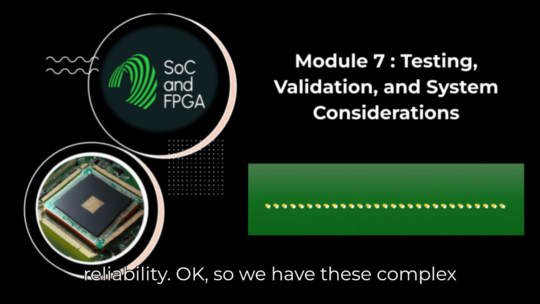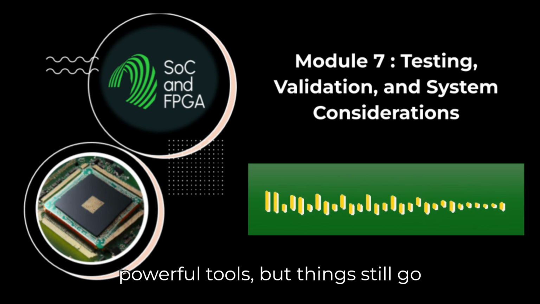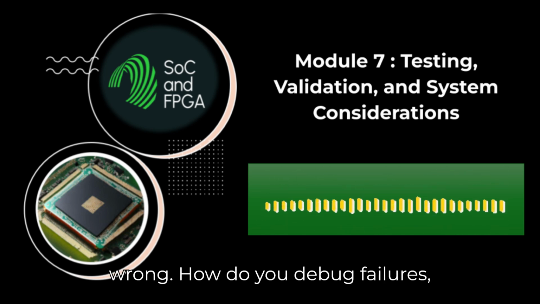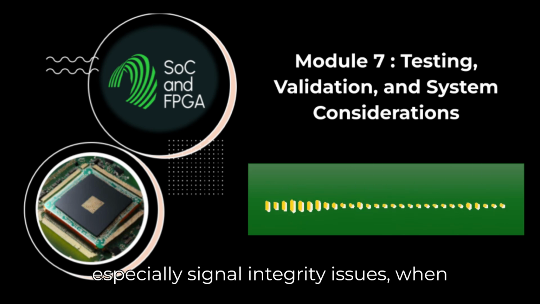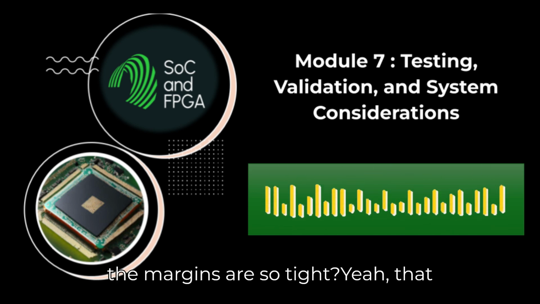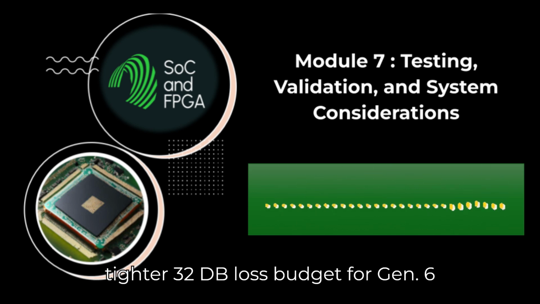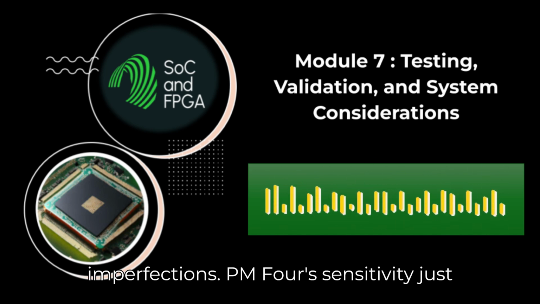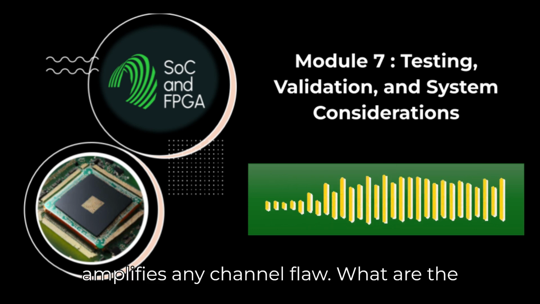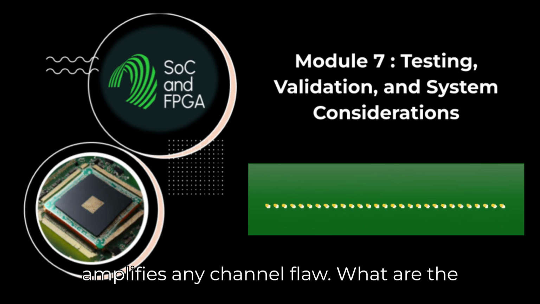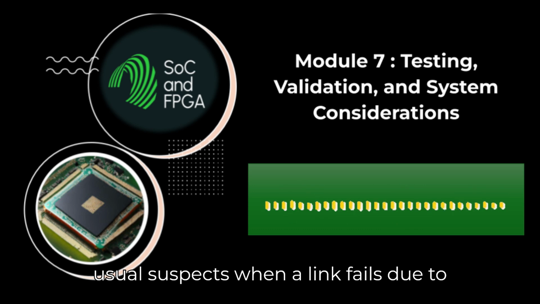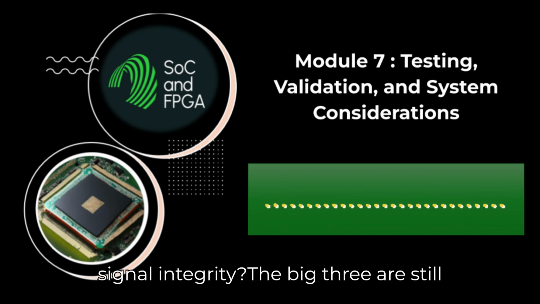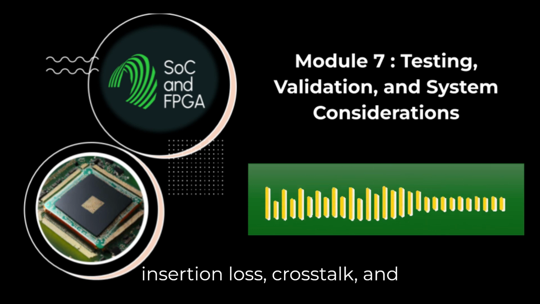Okay, so we have these complex signals, new ways to measure them, powerful tools, but things still go wrong. How do you debug failures, especially signal integrity issues, when the margins are so tight? Yeah, that tighter 32 dB loss budget for Gen 6 leaves significantly less margin for imperfections. PAM4's sensitivity just amplifies any channel flaw. What are the usual suspects when a link fails due to signal integrity? The big three are still insertion loss, crosstalk, and reflections.